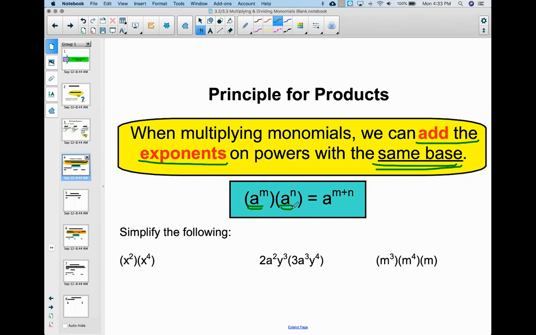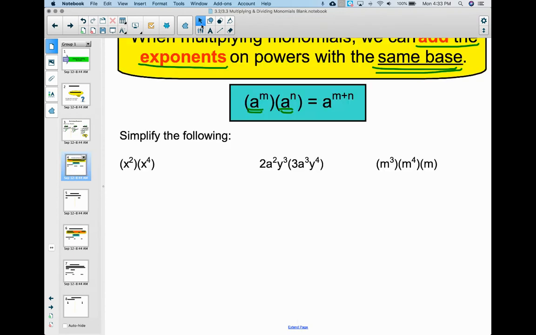Let's look at a few examples. x to the power of 2 and x to the power of 4. We simply add the 2 exponents together because our bases are the same, which is x, and 4 plus 2 is 6. So our answer here is x to the power of 6.